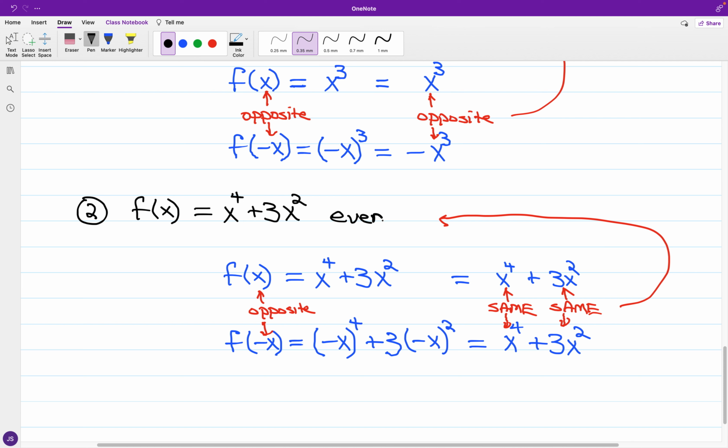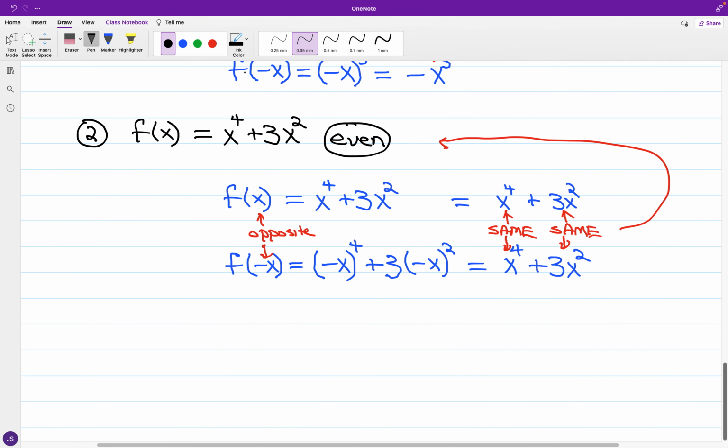So f of x equals x to the fourth plus 3x squared. This will come out as an even function. Now let's say I have f of x equal to 3x to the fifth plus 7x to the fourth minus 6.